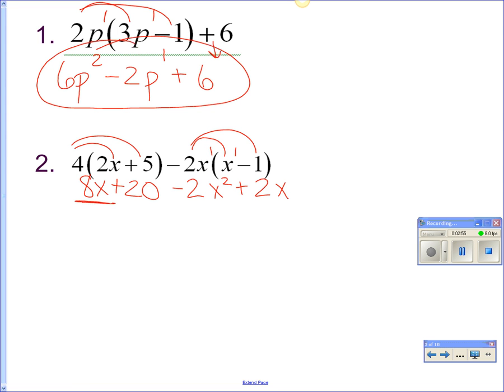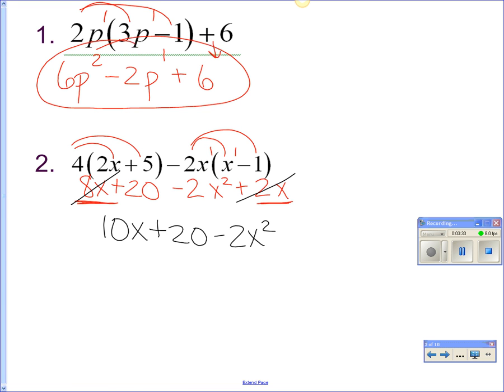Is there anything that matches with 8x? 2x. All right. They both just have an x. That's all they have with them is an x. So we can put those together. Now we are doing whatever it says to do. So it says to add them. 8x plus 2x is 10x. And I'm going to mark them out so I know I've done them. Is there anything to put with the 20? Nope. So you drop it down. And is there anything to put with the negative 2x squared? Nope. So you drop it down.